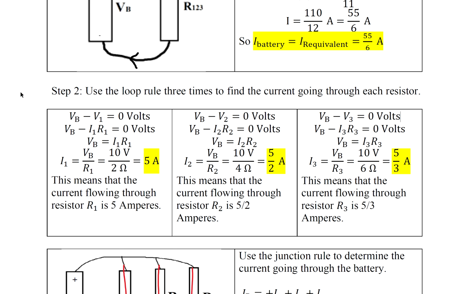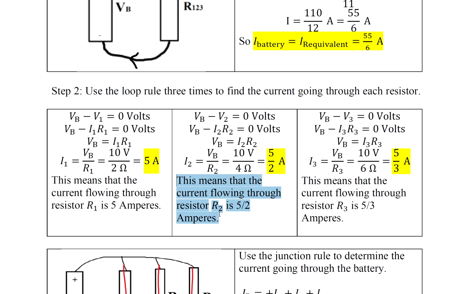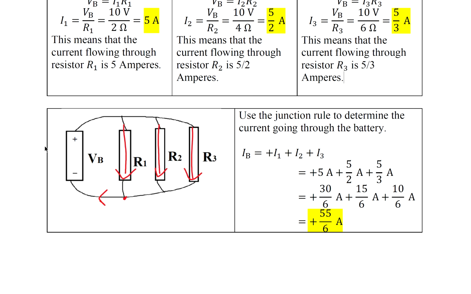So the current flowing through resistor 1 is 5 amperes. The current flowing through resistor 2 is 5 over 2 amperes. And the current flowing through resistor 3 is 5 over 3 amperes. So we could add up all of these currents, and we could get the current going through the battery, which is 55 over 6 amperes.